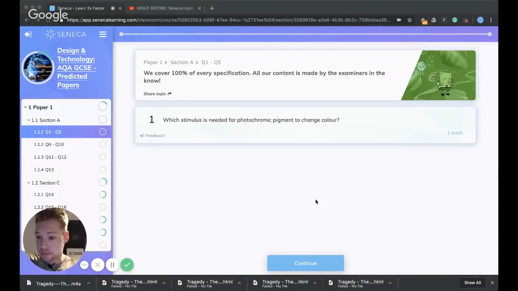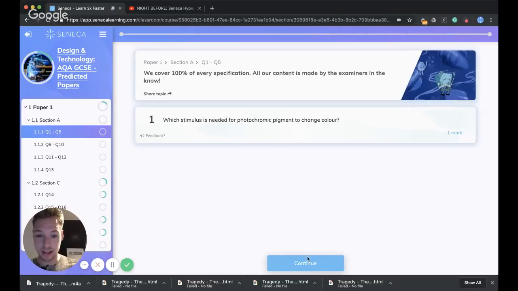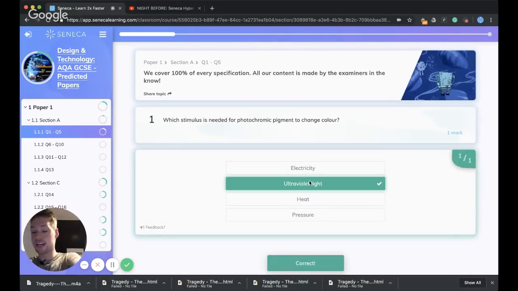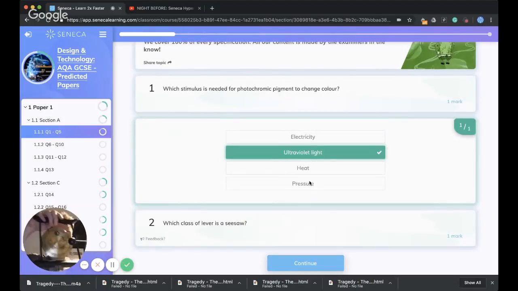So in terms of important equations, make sure you know how to do averages. So add up all of the values and then divide by how many there are. That's important. Oh, wow, you guys are so quick. You are so on it. Really, really good. So the stimulus needed for photochromic pigment is UV light. I'm going to do a little gong right now because I didn't even need to ask for the answers. So really, really good job. So photochromic, think about photo, it comes from light. Easy to remember. You guys have got it.